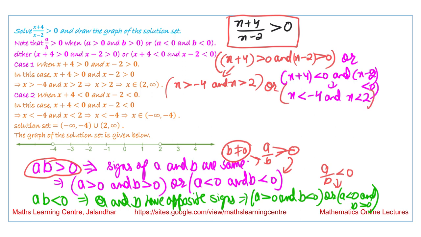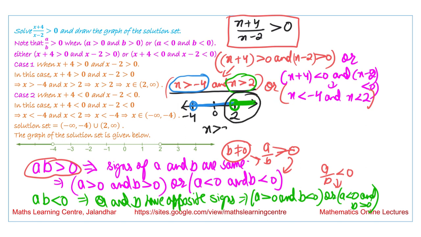Now if we plot these numbers, look at the interval over here: this is 0, somewhere over here it is minus 4, and over here it is the point 2. We are saying x is greater than minus 4, minus 4 is not included. Second, x is greater than 2, this is not included. So the common region is x is greater than 2, because it is "and" in between these two.